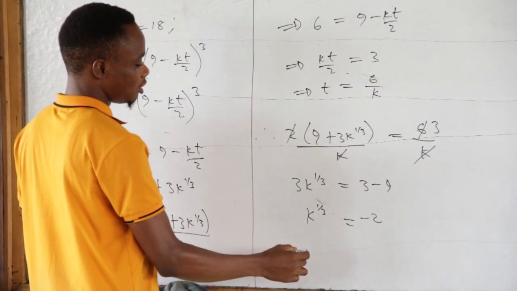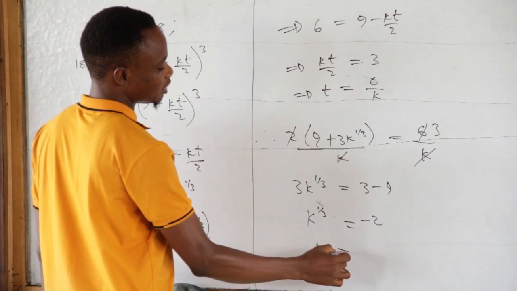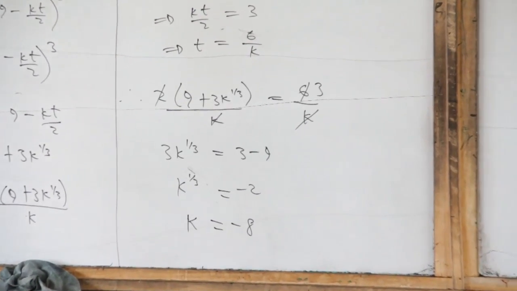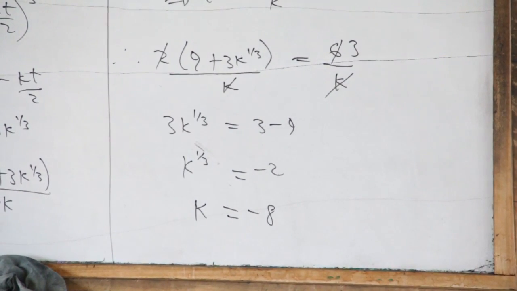Now I'll take the cube root of that. I'm going to raise to the power of 3. It's going to be k equal to minus 8. Does that make sense? Now raise to the power of 2. So with that, we now have our k. So with this, you can solve for the unknowns. Okay.